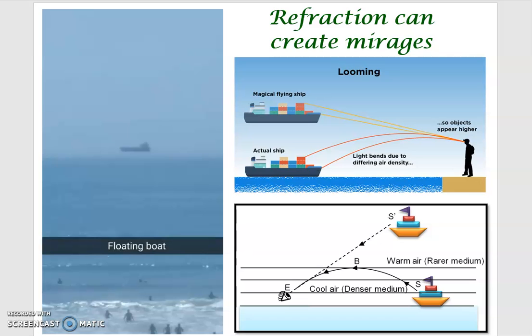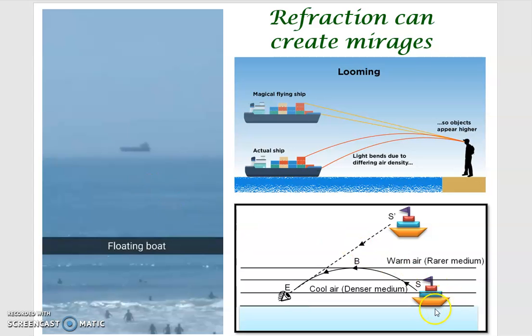The second example of a mirage is a floating boat. This is a real photo taken by a person in the summer at the beach. You can see that the boat in the photo seems to be floating in the air. How could this be possible? What is the explanation for that? Remember, this is in the summer.